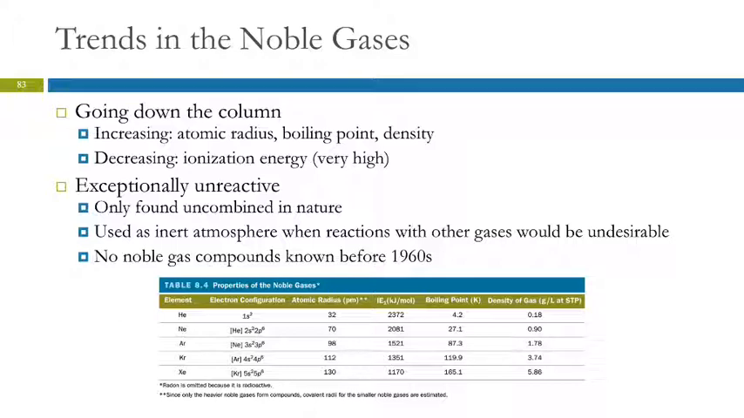Trends in the noble gases. Increasing atomic radius, boiling point and density going down. The ionization energy decreases, but it's very high. These guys are exceptionally unreactive. In nature, we only find them not combined with other elements. We use them as an inert atmosphere.